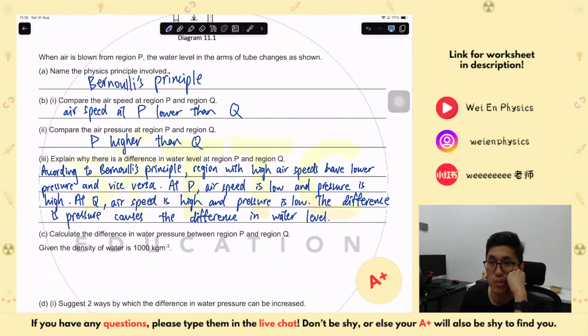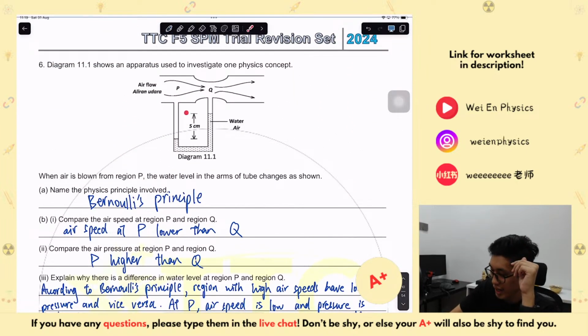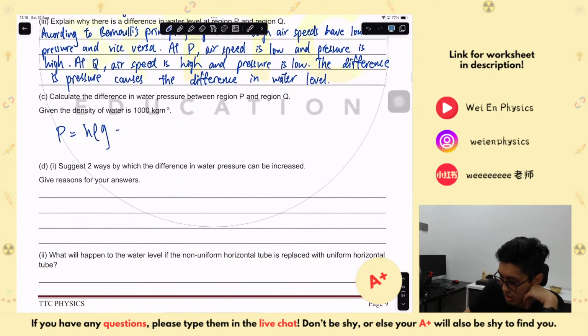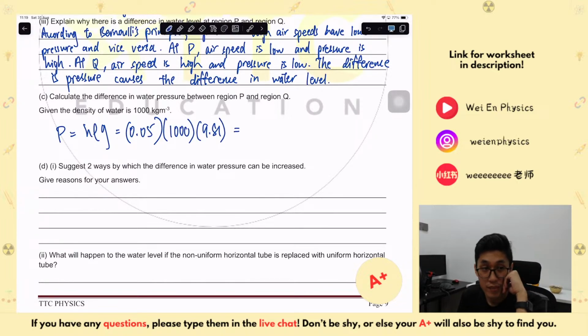Now, how do we calculate the difference of water pressure? We use the formula for water pressure, P equals h rho g. Since we only want the difference in pressure, we can just use the difference in height. This is 5 centimeters, 0.05 meters. Density rho is 1000, g is of course 9.81.